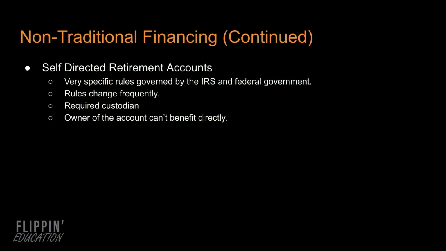Now, there are very specific rules governed by the IRS and the federal government on how you can use these funds. Remember that these rules change frequently, so you want to make sure that you're aware of what those rules are, and that can usually be done by consulting with the custodian. Now, any self-directed retirement account requires a custodian, which is usually a third-party attorney that simply oversees the investment strategies of that self-directed account and keeps you out of trouble. He's gonna make sure that you're not getting into some sort of Ponzi scheme, that your collateral's there, and that your retirement account funds are protected in that asset.